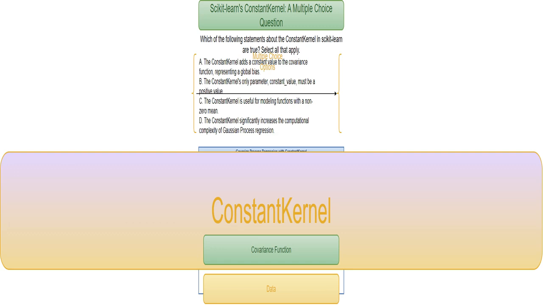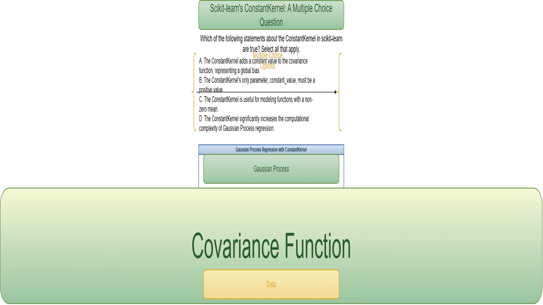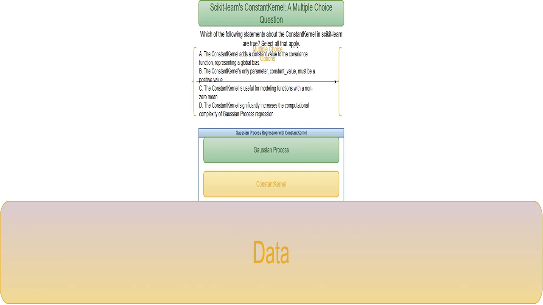The covariance function, or kernel, describes the relationship between data points. It tells how similar they are. The constant kernel adds a constant value to this function. The data you use to train the Gaussian process regression model with the constant kernel. This is your input.